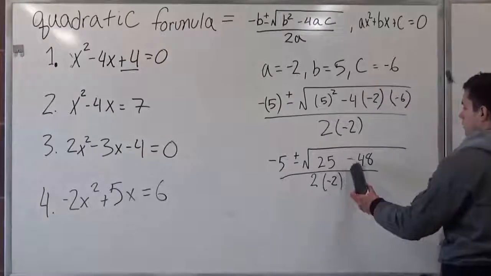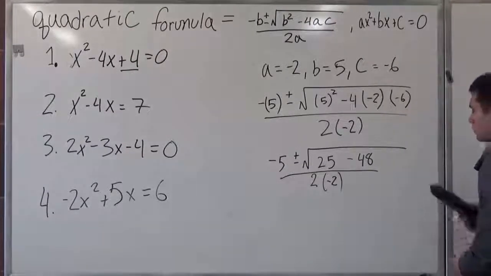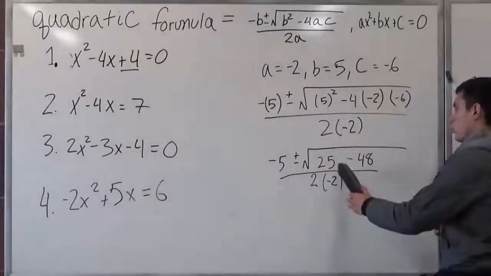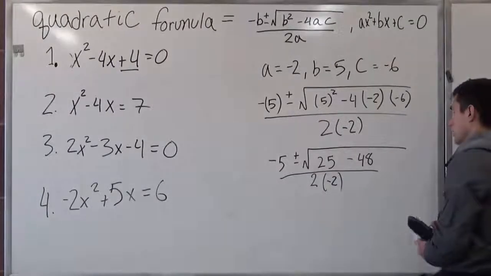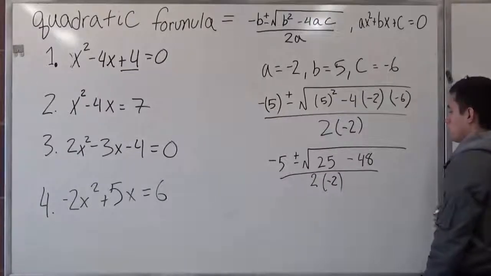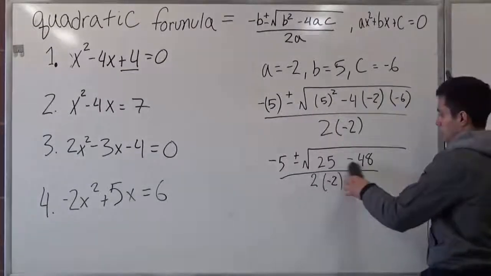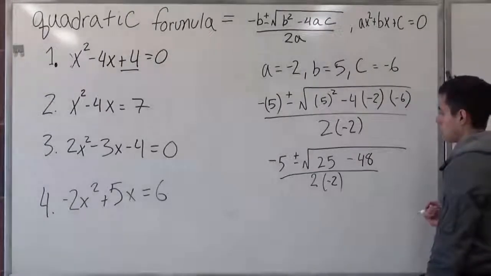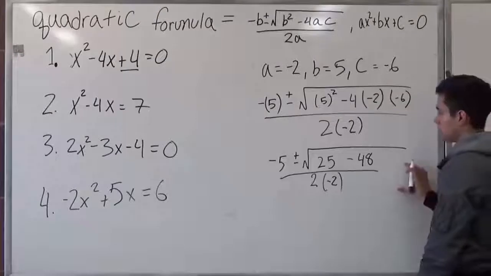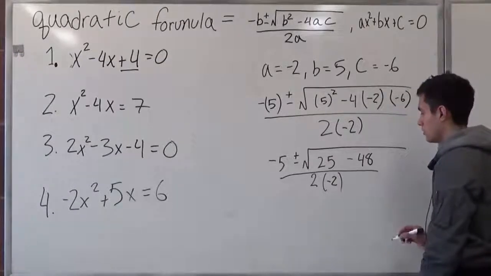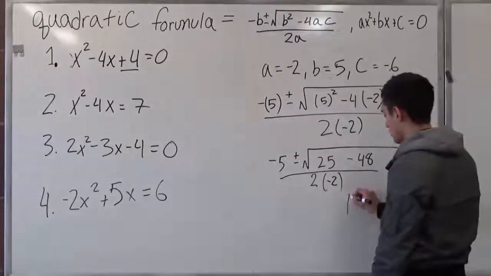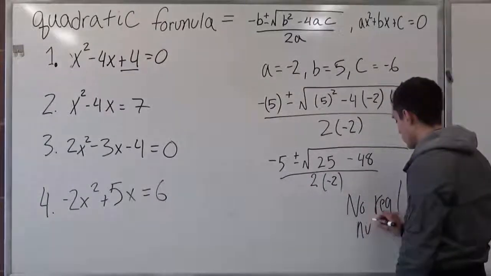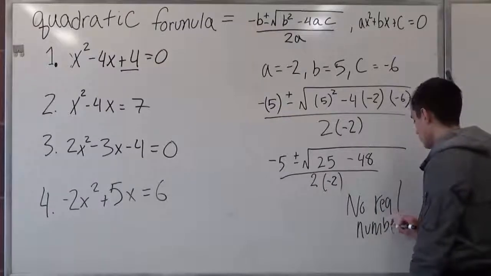So now we take a look at this radical, and we see something very different than the other radicals. 25 minus 48 would actually give us a negative under the radical. So from just seeing these two numbers, knowing that they're going to give us a negative number, we can already know that this has no real number solution. So the problem is already solved. And we can write no real number solution.